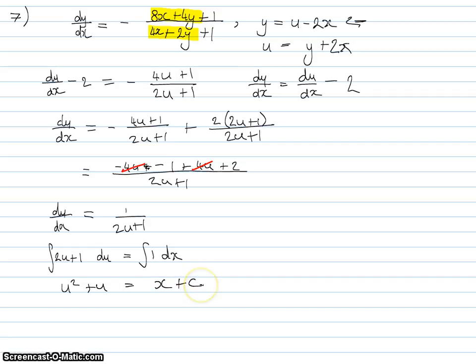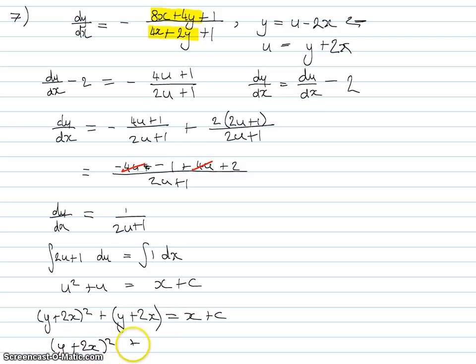Now, again, we are not given the initial equation in terms of u and x, we're given it in terms of y and x. So we need to go and substitute back in. This gives us (y plus 2x) squared plus y plus 2x equals x plus c. Or, if we want to change this around a little bit, we can say that this is (y plus 2x) squared plus x plus y is equal to a constant. And there we have it. That is the general solution. We do not have to come up with the particular solution this time because we're not given any initial values.